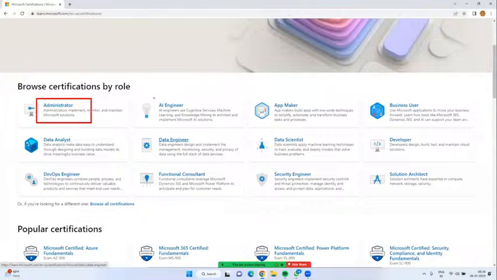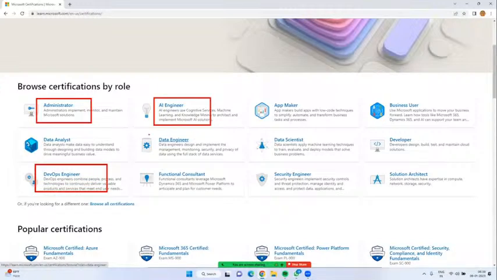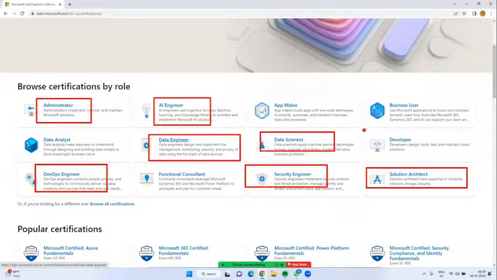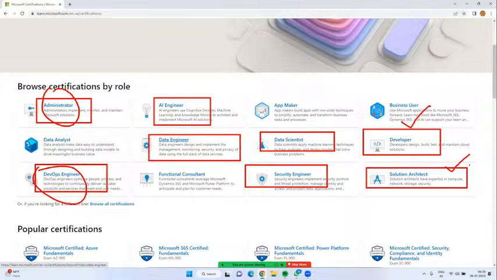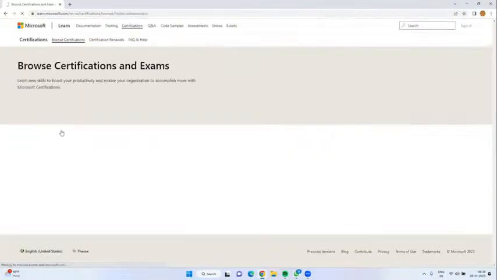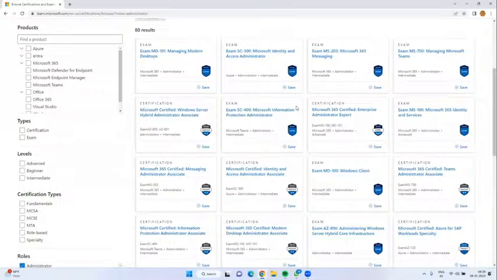We have administrators, artificial intelligence, DevOps engineer, data engineer, data scientist, security engineer, solution architect. The other one is developer. I am looking for administrator with DevOps. In the same way we have developer, solution architect. Now just go for administrator. See, the Azure administrator certification paper is 104. Just search it.